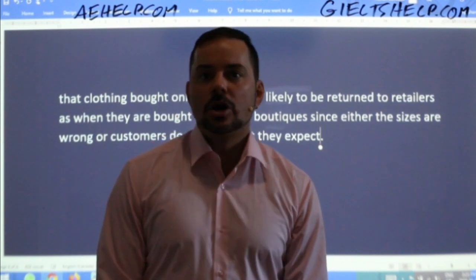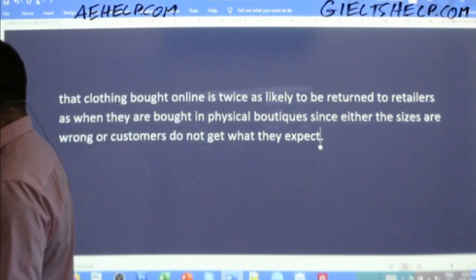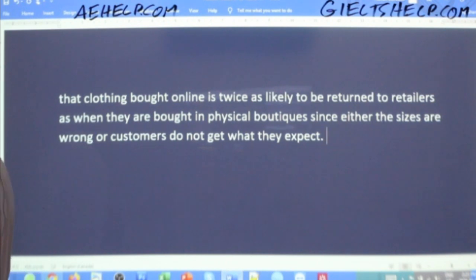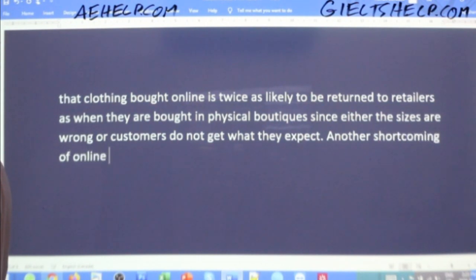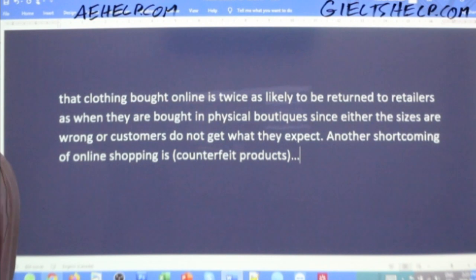All right. So members, here the second half of this paragraph would be about the next topic sentence. So it would be in addition or another shortcoming of online shopping is, and then counterfeit products. Okay, so this is the second element of your homework.